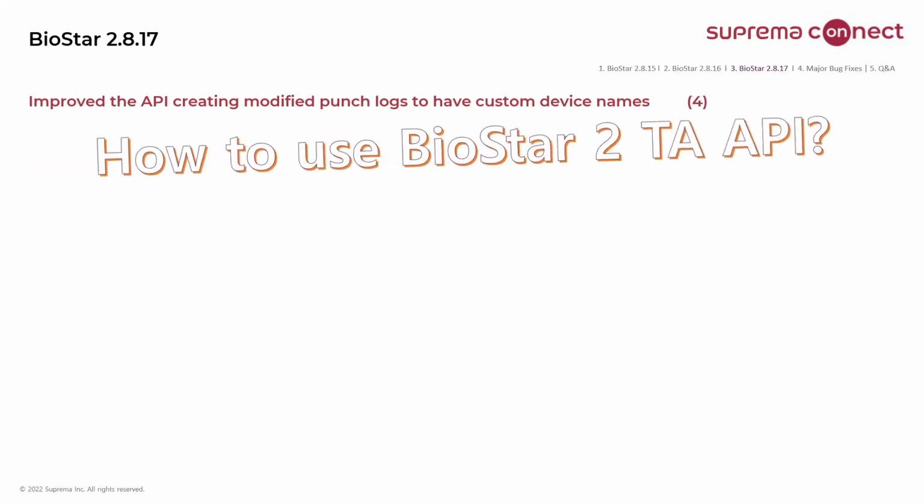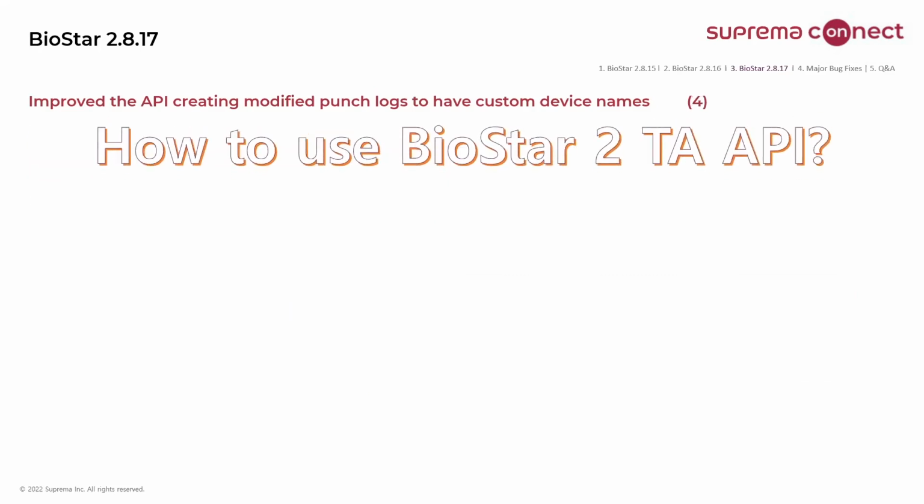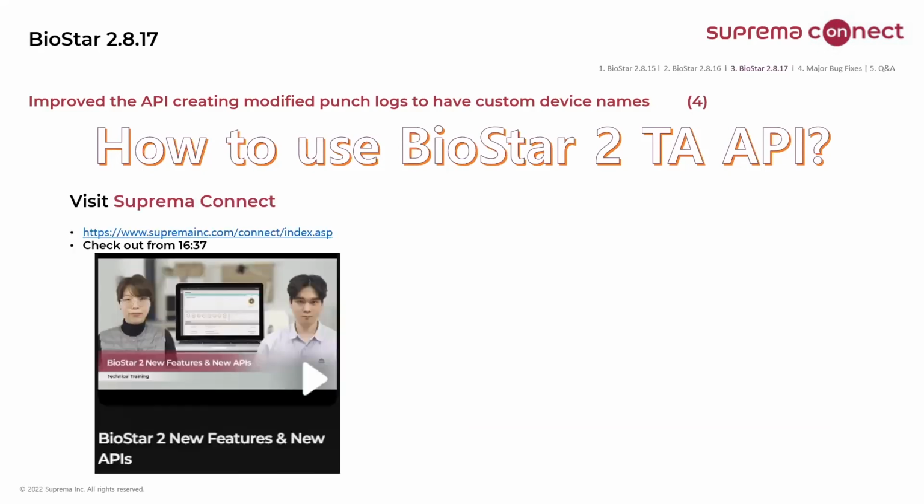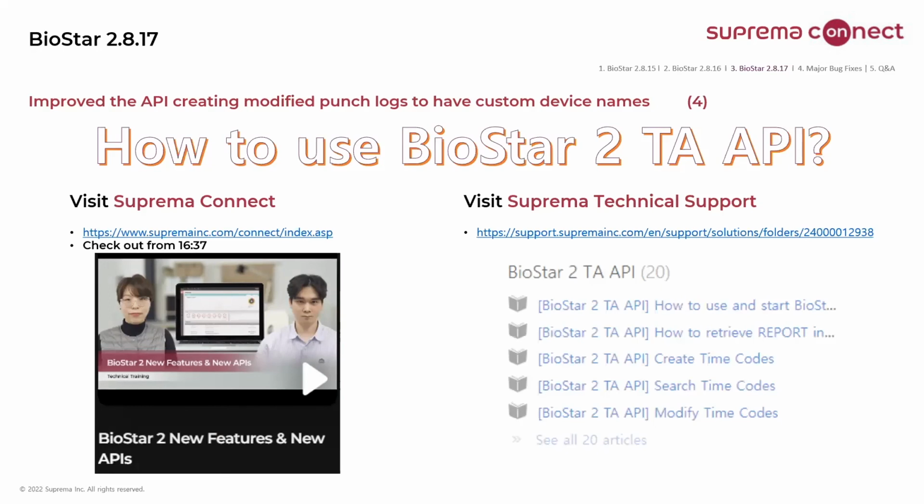If you're not sure what the BioStar 2 TA API is or how to use it, follow the on-screen guide for more information. First, go to the Suprema Connect website, find the BioStar 2 new features and new APIs webinar video, and play it from 16 minutes and 30 seconds. Our API specialist, Peter, will introduce the essentials to check. Next, visit the Suprema technical support site. You can find various references on how to use BioStar 2 TA APIs.